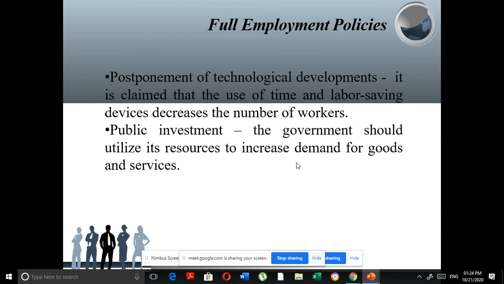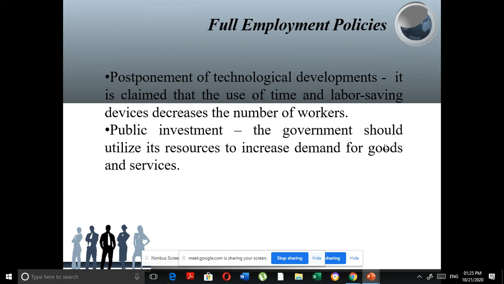So, let's make some conclusions about unemployment. What does it mean, unemployment, guys? Someone who is not employed, he doesn't have a job. Yeah, joblessness, exactly. Kinds of unemployment.